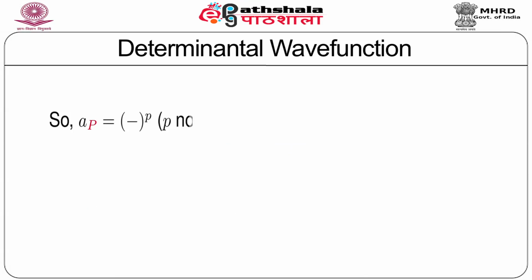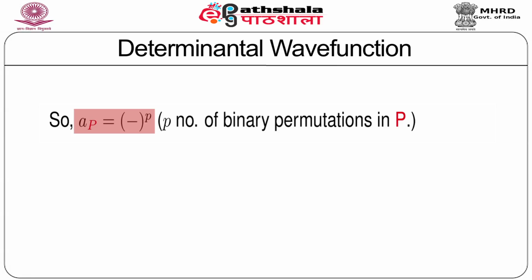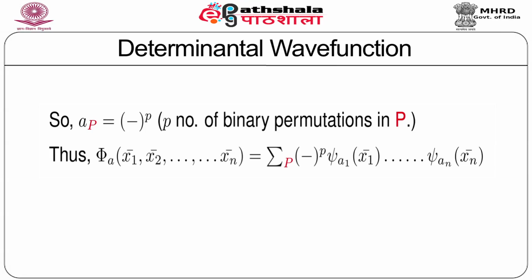So, since these electrons are fermions satisfying the antisymmetric property, the coefficients A_P should be given as (-1) to the power p, where p is the number of binary permutations in the operator capital P. Therefore, the n-electron wave function is given by the summation over P. Now substituting the value of A_P here, (-1) to the power p times the product wave function.